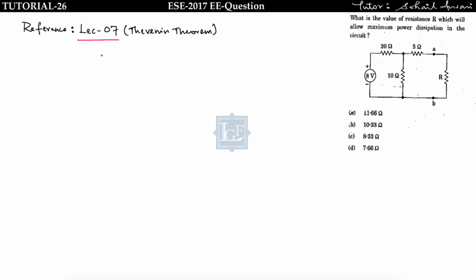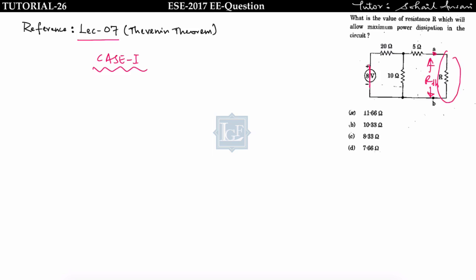See, this is a case 1 problem. Those who have seen my lecture number 7 understand what is case 1, what is case 2, and what is case 3. So this is a case 1 problem. For finding the value of RTH, we have to short circuit the voltage source and open circuit the current source. Here no current source is present, so I will short circuit this voltage source and remove this R. I will find the value of RTH across this.